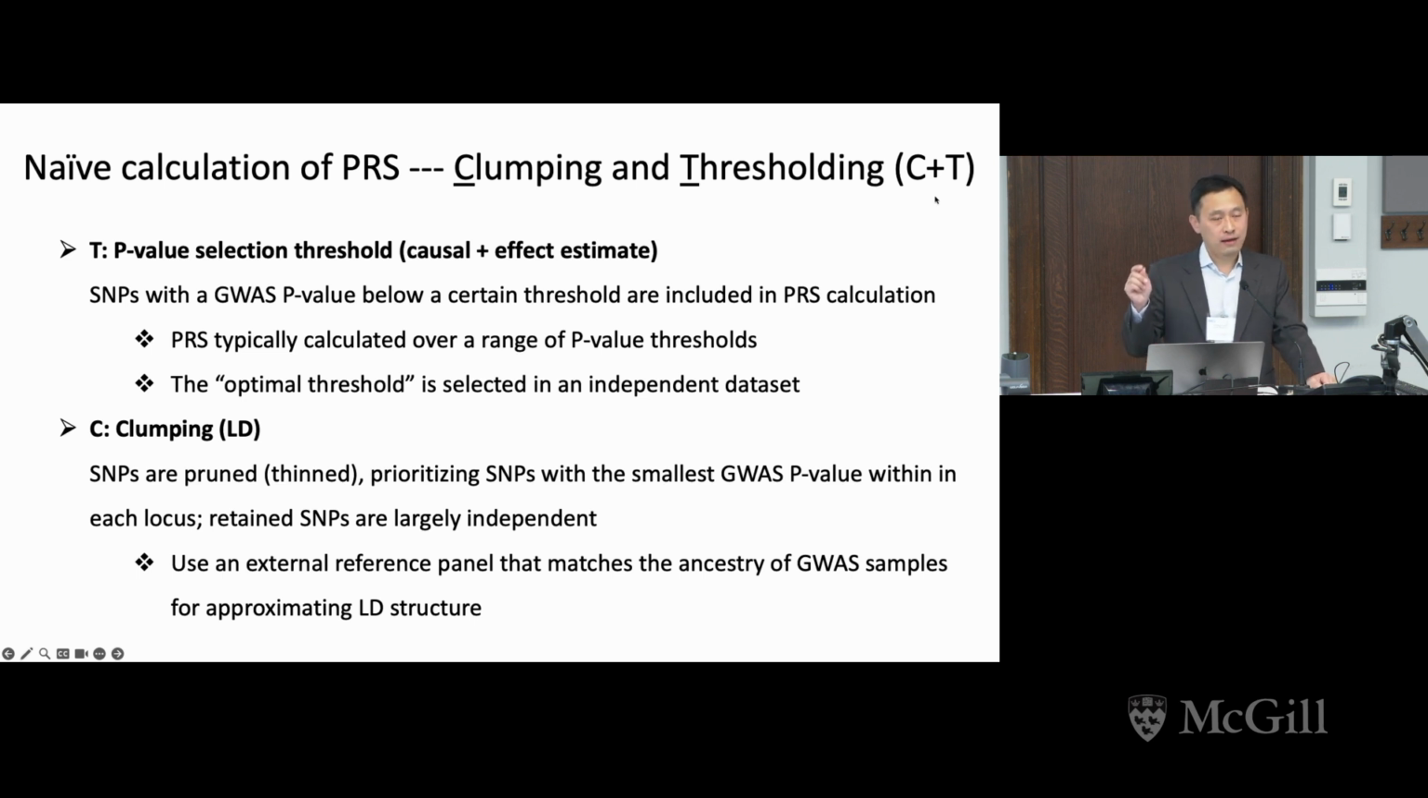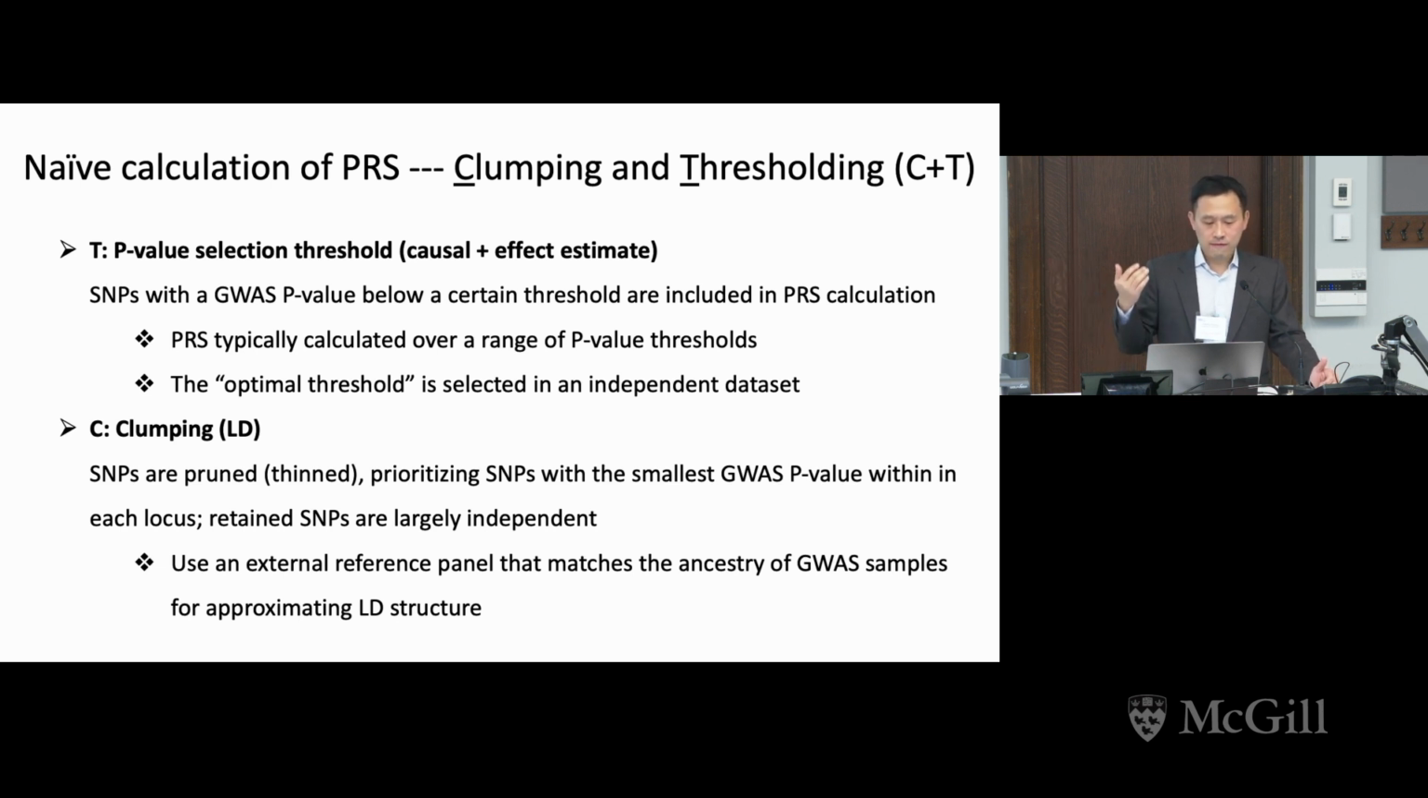If you recall, I proposed 3 challenges in my last slide: being able to identify the causal variant, model the LD, the linkage disequilibrium, and also adjust for the effect size, right? Two of the 3 of them are being solved in the T step, which is the thresholding step. The thresholding step simply sets up a GWAS p-value threshold. Anything beyond that threshold will be removed. Anything below that threshold will stay.